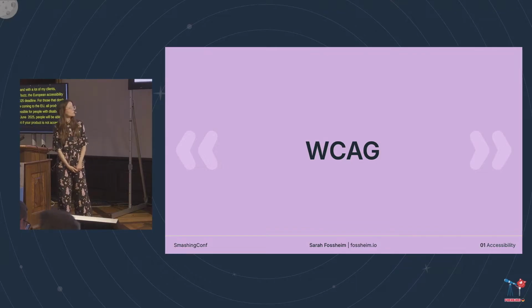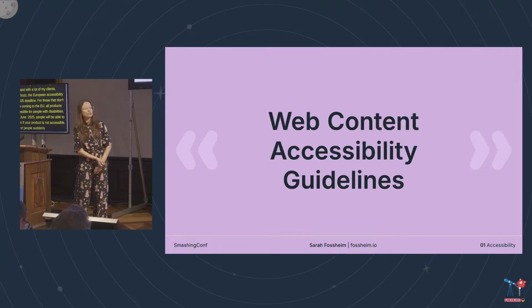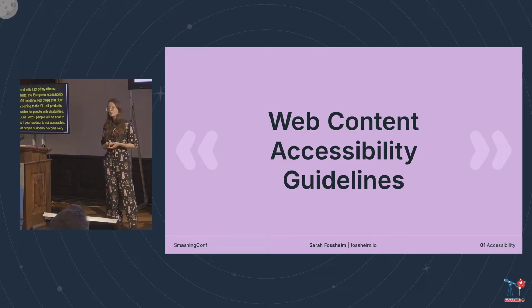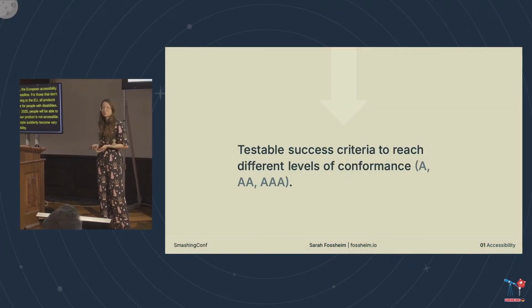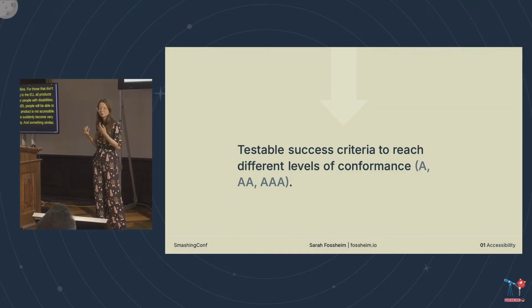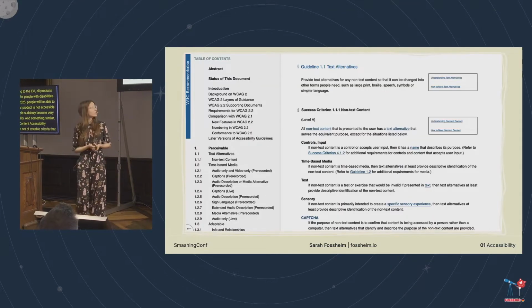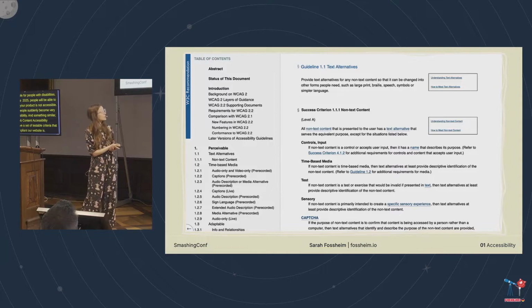And something that goes closely together with that is WCAG, or the Web Content Accessibility Guidelines, where we have a set of testable success criteria that will tell us how compliant our website is. And maybe you've seen this view before. I'm not going to go too much into WCAG today. Those who come to my workshop on Wednesday will get a little bit more into this.